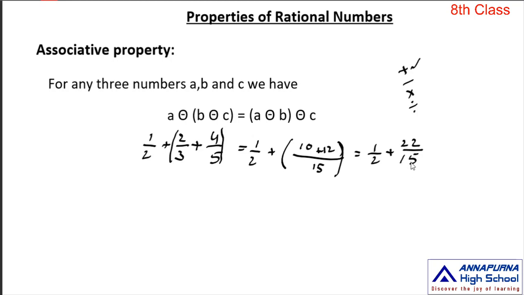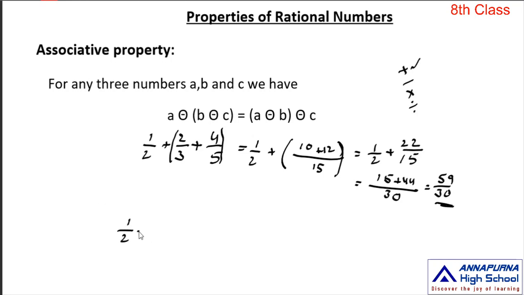Now I add this result to the first number. Again I am finding the LCM, that is 30. Numerator is 15 plus 44. It is equal to 59/30. So this is the final result: 1/2 plus 2/3 plus 4/5 is equal to 59/30. This is my result. And why are we adding in this order?